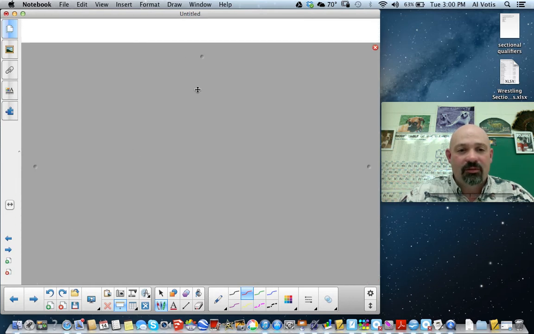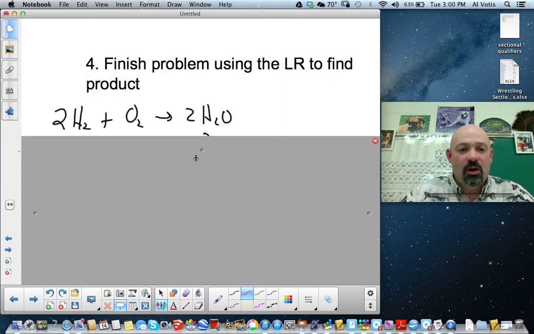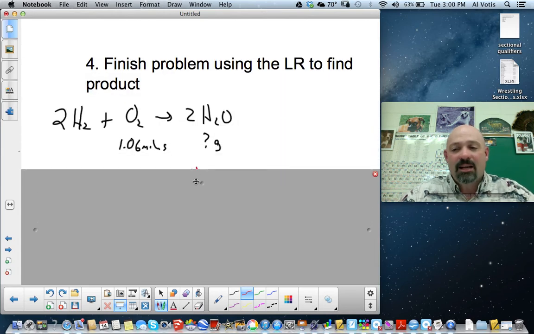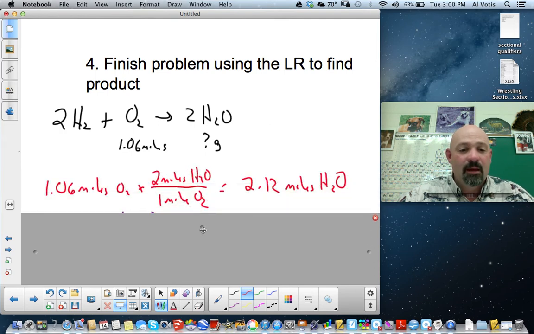And so then to finish off the problem in this case, we use our moles of oxygen to find out how many moles of water and then how many grams. So I already know moles, so I don't have to find moles again. That's kind of the nice thing here because we've already found number of moles. But then we just take times our mole ratio, which is 2 moles of water to 1 mole of oxygen, which is 2.12 moles of water.